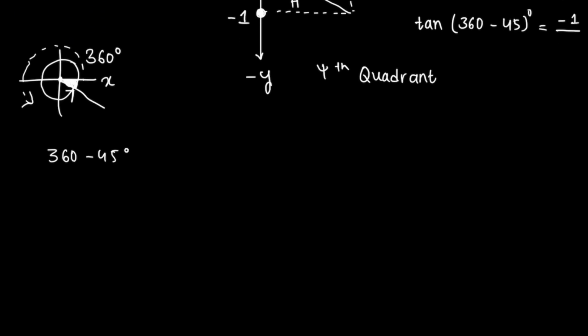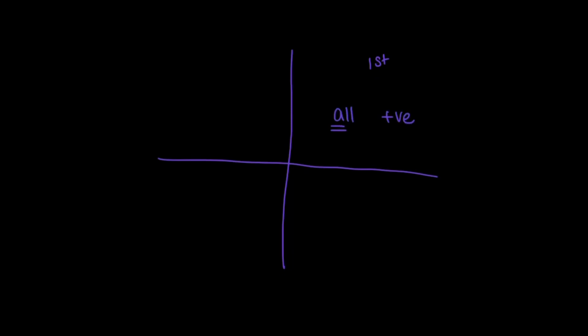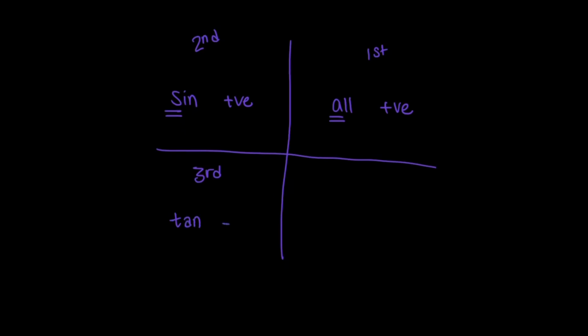Take some time to go over all of the previous quadrants, because now we are going to write the summary. What we've seen thus far is, in the first quadrant, we have all positive. Highlight the A. In the second quadrant, we have sine positive. Highlight the S. In the third quadrant, we have tan positive. Highlight the T. And in the fourth quadrant, we had cosine positive. Highlight the C.